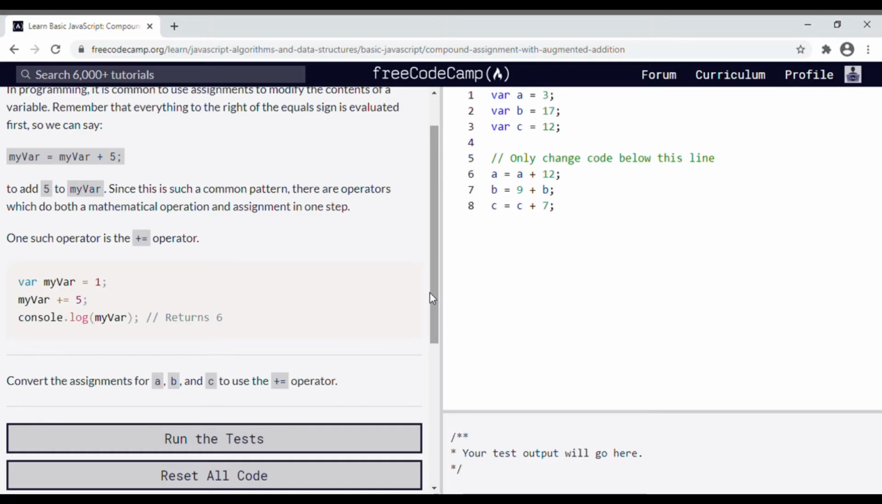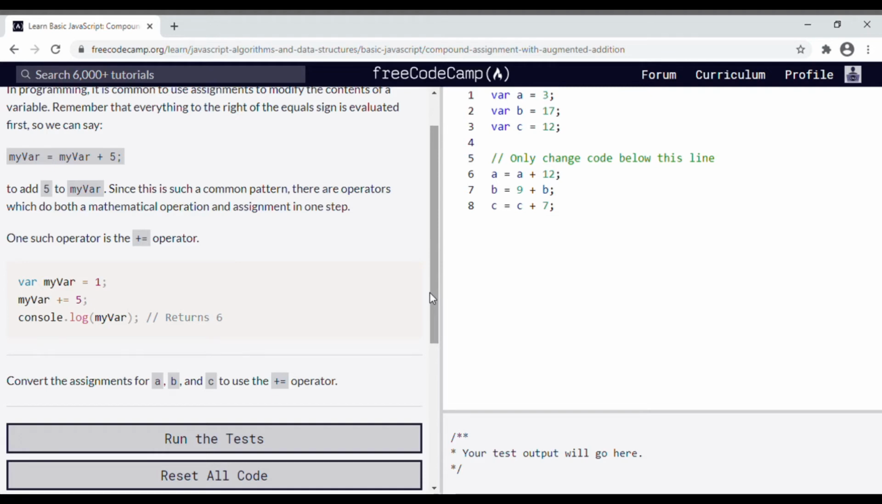To add 5 to myVar, since this is such a common pattern, there are operators which do both a mathematical operation and assignment in one step. One such operator is the plus equals operator. var myVar = 1; myVar += 5; and then if you log it, it returns 6.